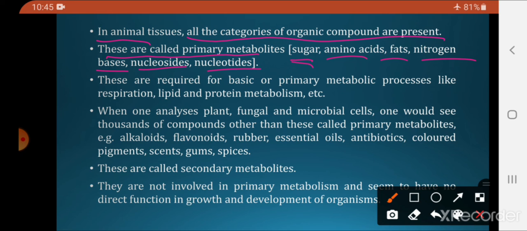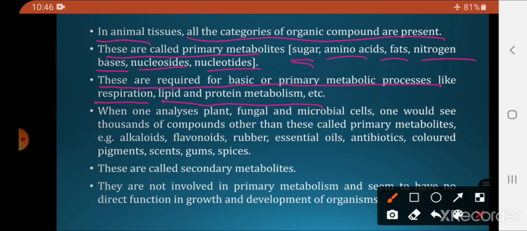And what are they called as? They are called as the primary metabolites. What are they called as? Primary metabolites. These are required for basic or primary metabolic processes like respiration, lipid and protein metabolism, etc.